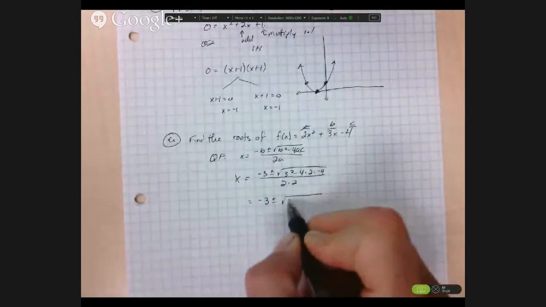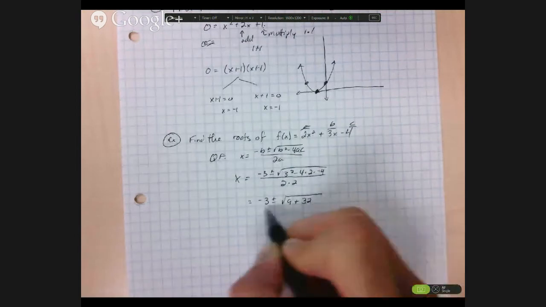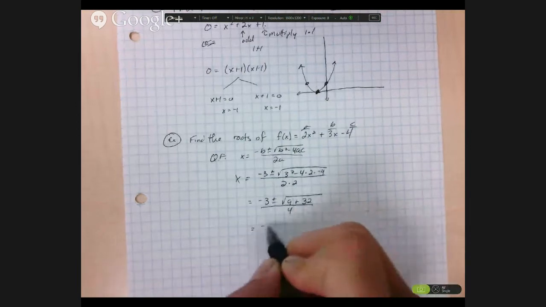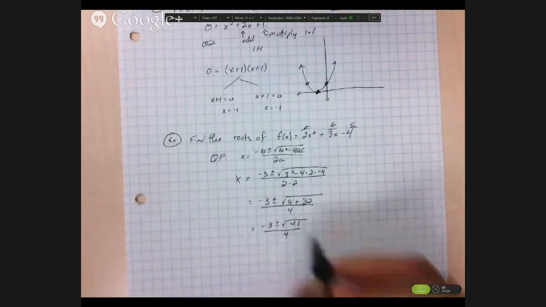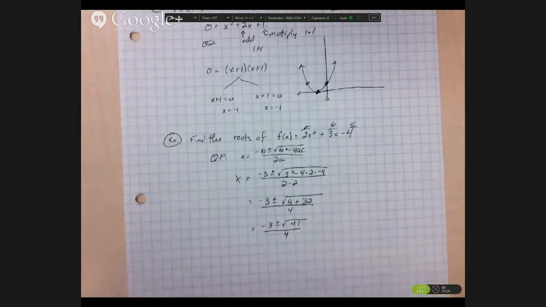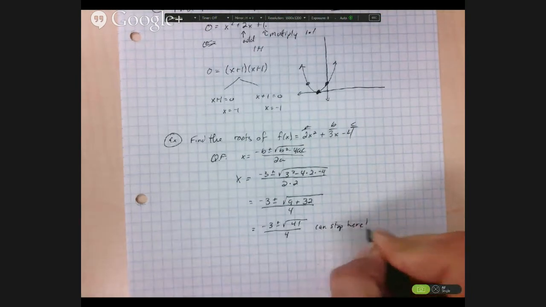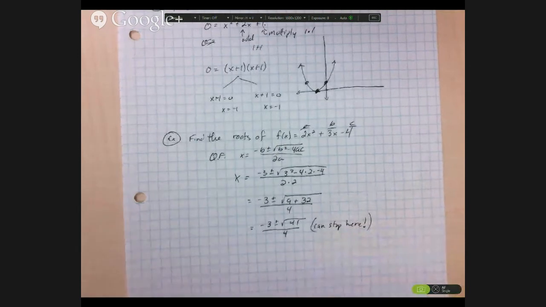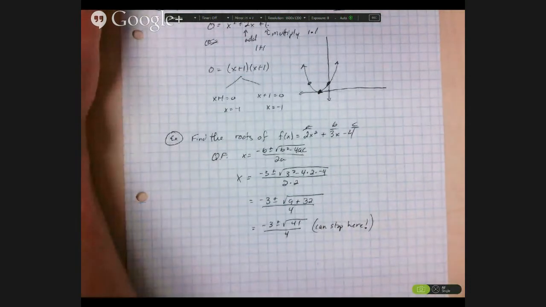This is 9 plus 32, I believe. We can stop there. Okay. We don't need to simplify. Most of the time you can just stop there. But if you need it to be a little bit easier to work with, the square root of 41.